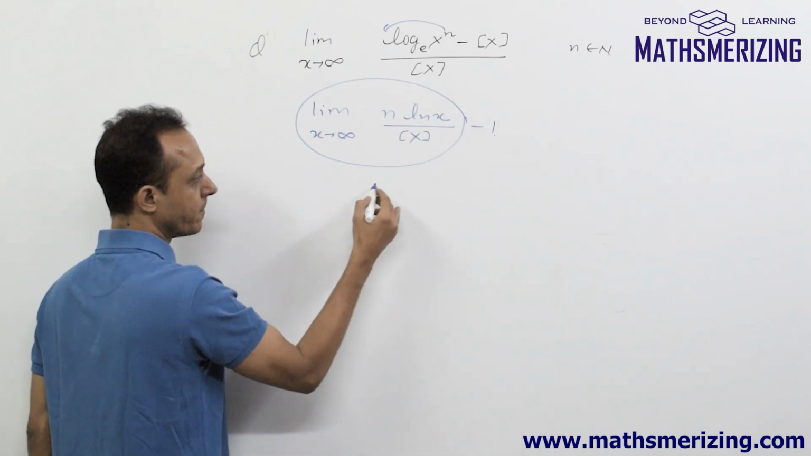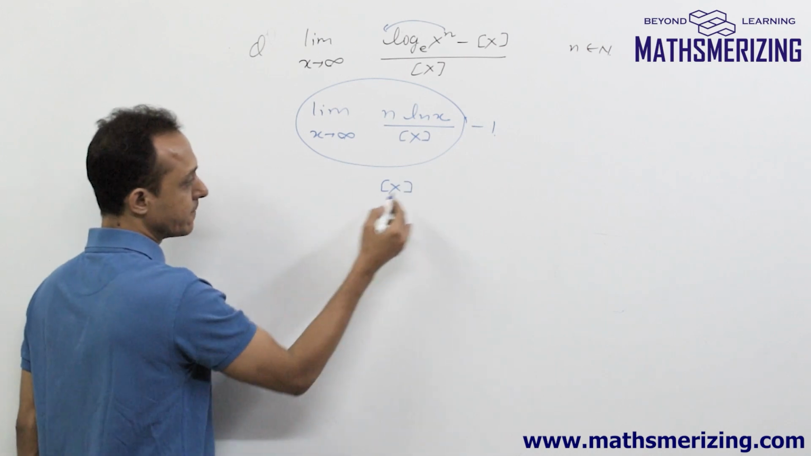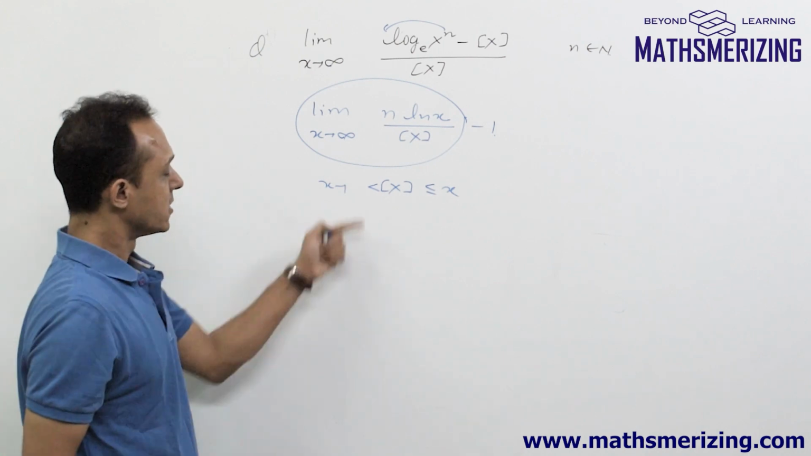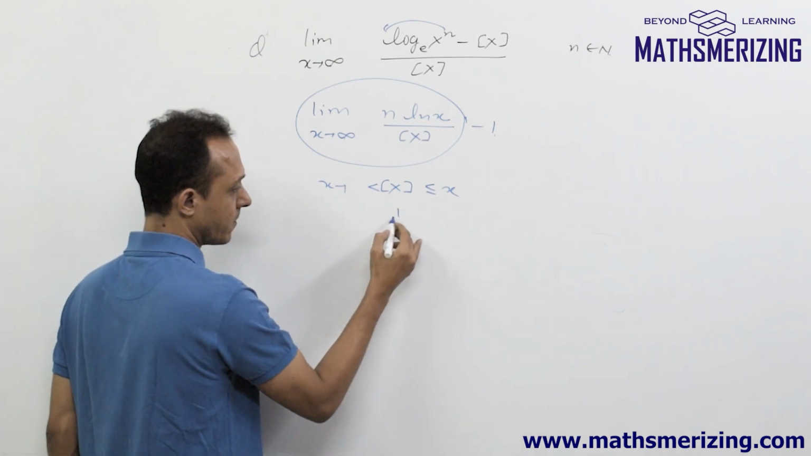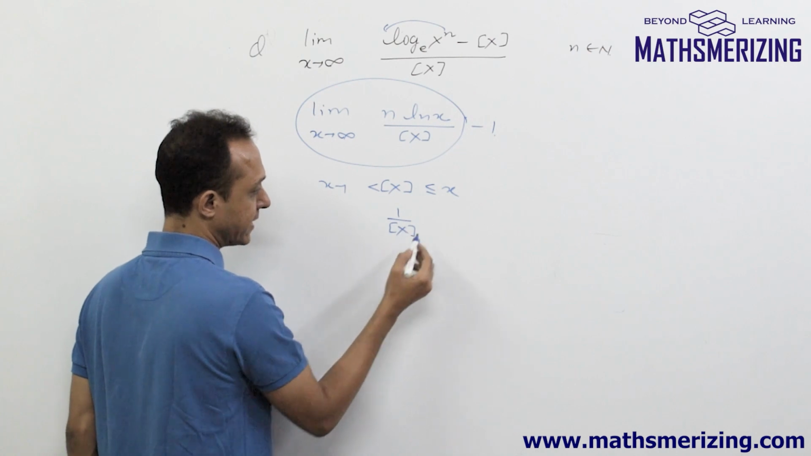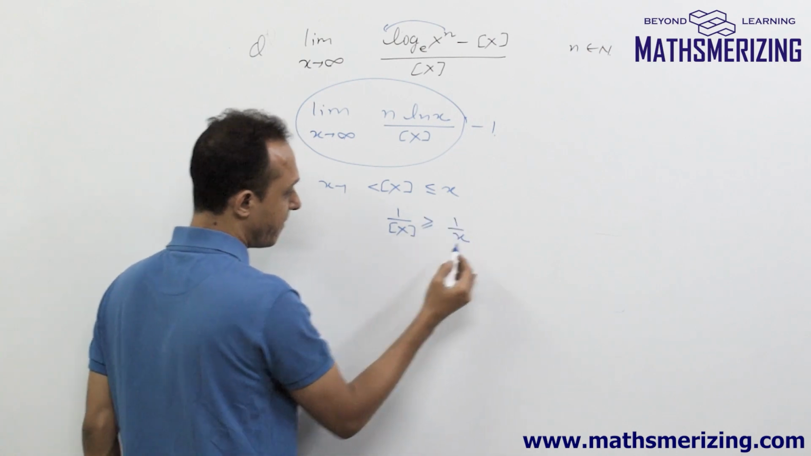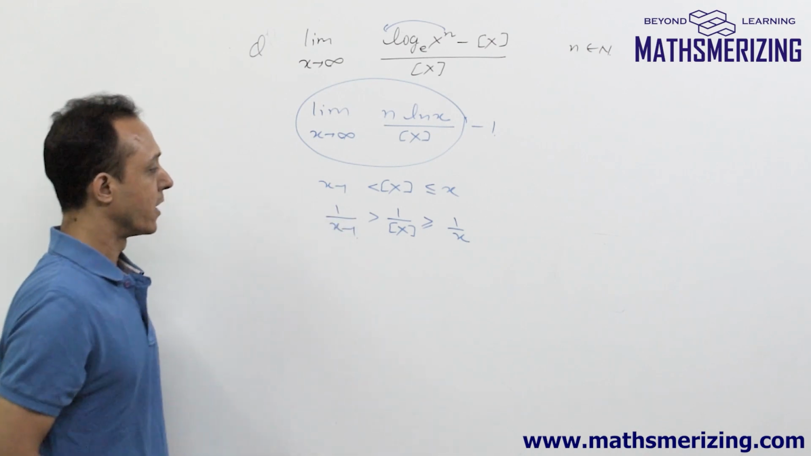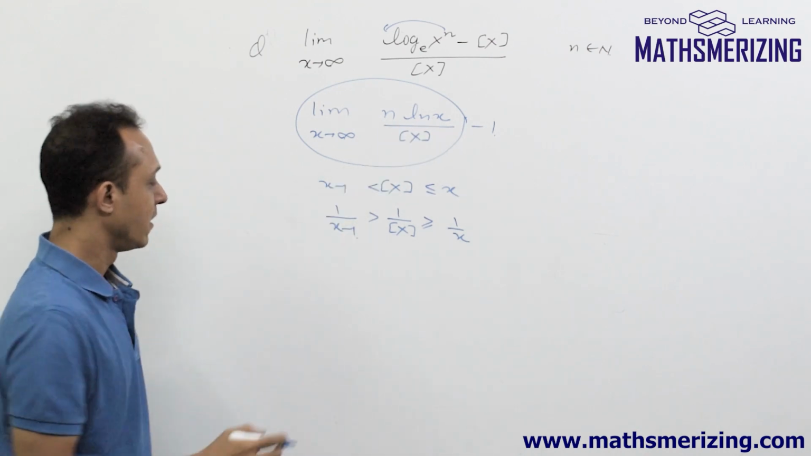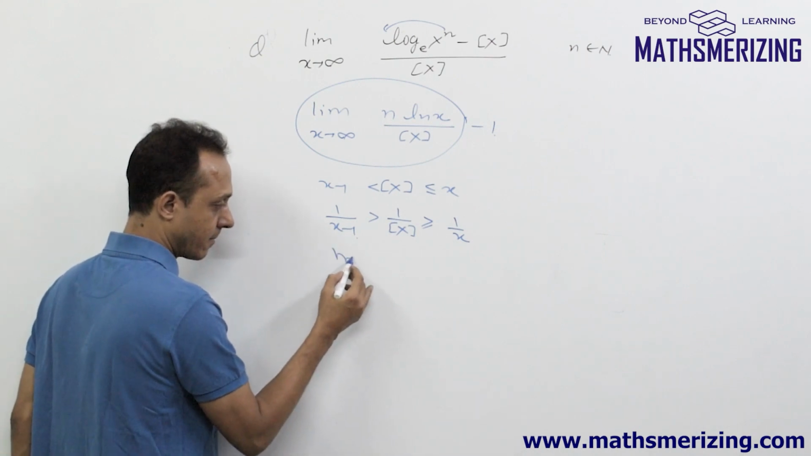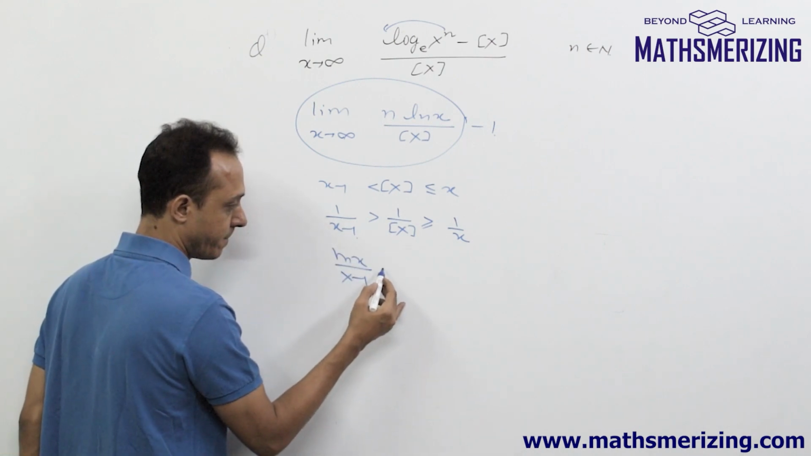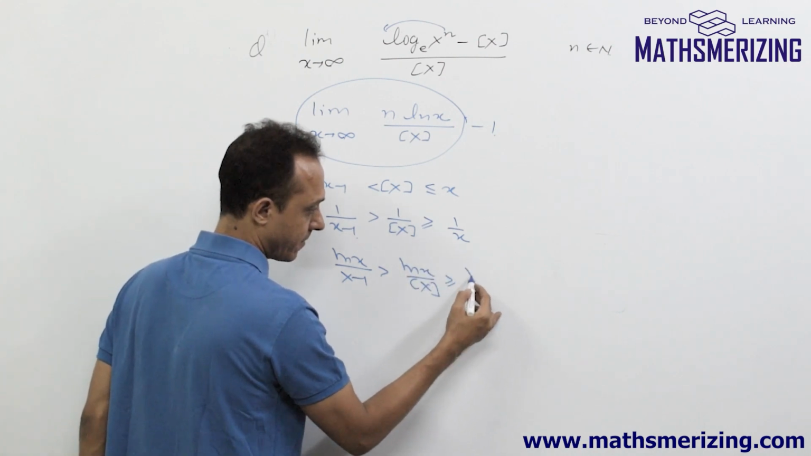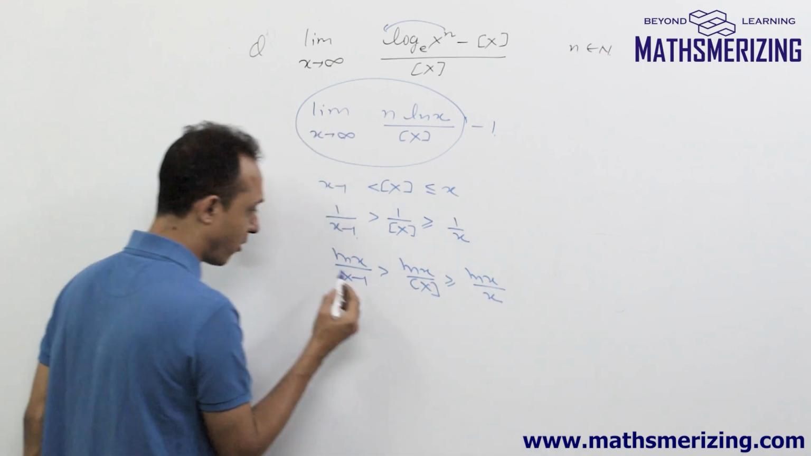So what I know is greatest integer function of x is always less than or equal to x and it is always greater than x minus 1. So if I take the reciprocal, I can write that 1 upon greatest integer function of x will always be greater than 1 by x and will always be less than 1 upon x minus 1. Now I'll multiply it with ln x. So ln x upon x minus 1 is greater than ln x upon greatest integer function of x, and this is ln x upon x. I'll also multiply it with n.